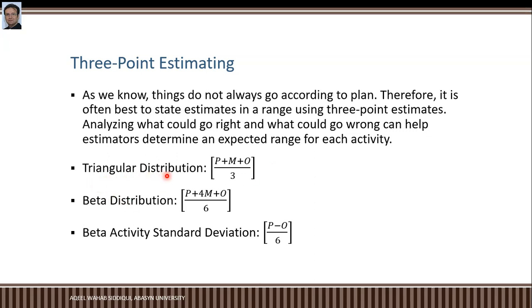Whereas in beta distribution, it is the same, but the most likely value is multiplied by 4 and the sum is divided by 6. This beta distribution method will be adopted when you are very confident in the most likely value.